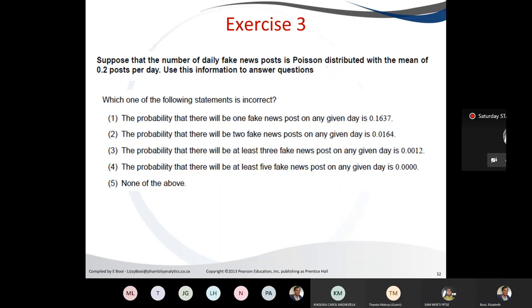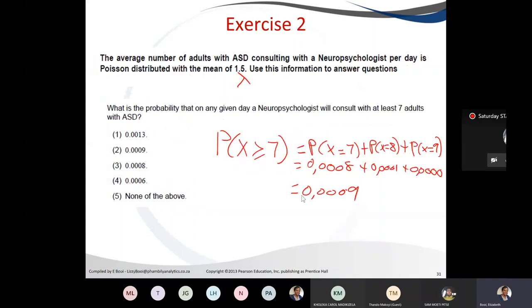Okay, I'm not going to do this one for you. You need to do it yourself. Suppose that the number of daily fake news is a Poisson with a mean of 0.2 per day. Use the information to answer the question. Which one of the following statements is incorrect?